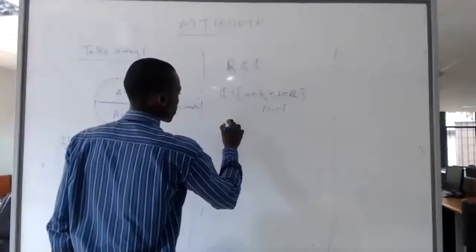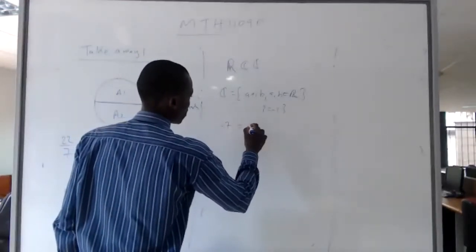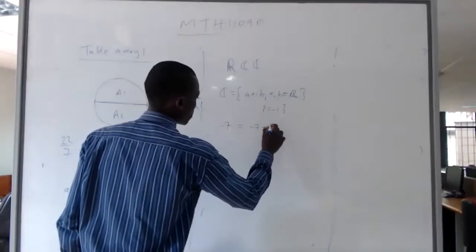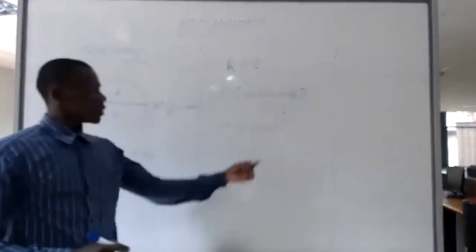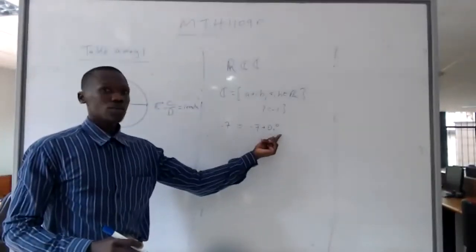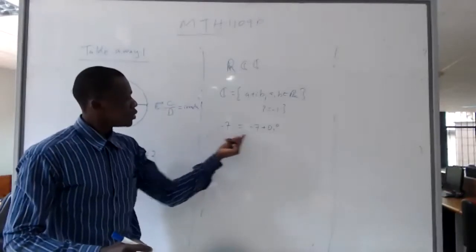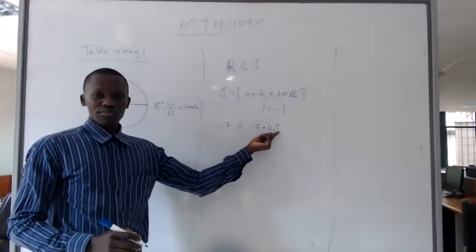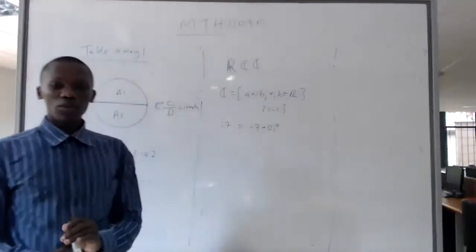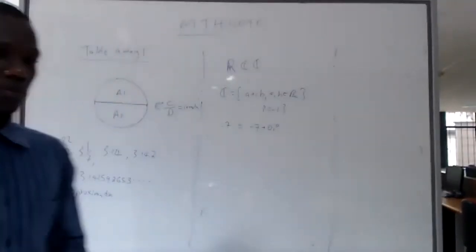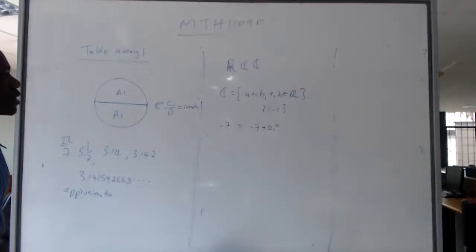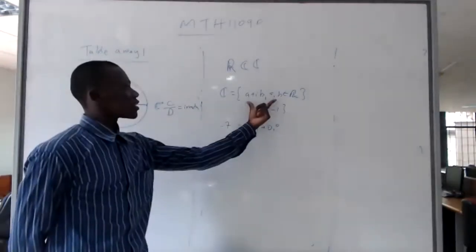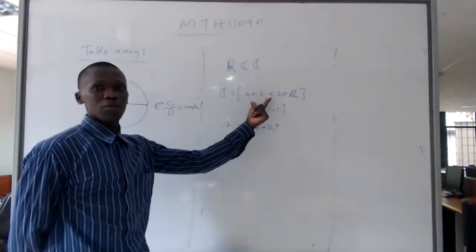So for example, you could write -7 as -7 plus 0i, because 0 times any number is 0. So it's a complex number in which the imaginary part is 0. So that's perfectly fine. That's okay. Just view the real numbers as complex numbers in which the imaginary part is 0.